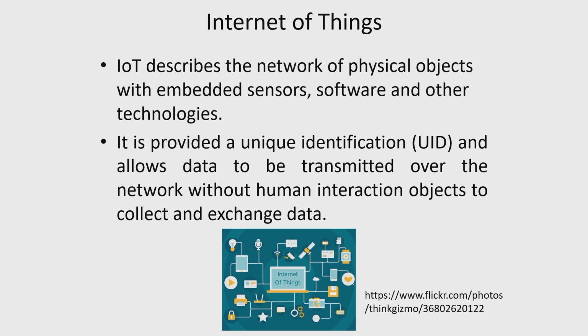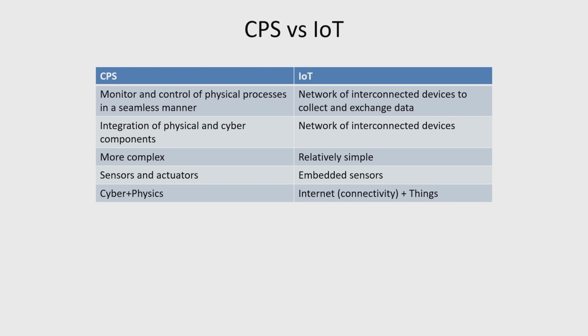And what is the Internet of Things? Mostly it is not so much in control, but mostly in getting information on the net. So IoT describes the network of physical objects with embedded sensors, software and other technologies. Each device is provided a unique identification and allows data to be transmitted over the network without human interaction, for objects to collect and exchange data. So it's basically collecting the data and giving information. The control part is not that much in that.